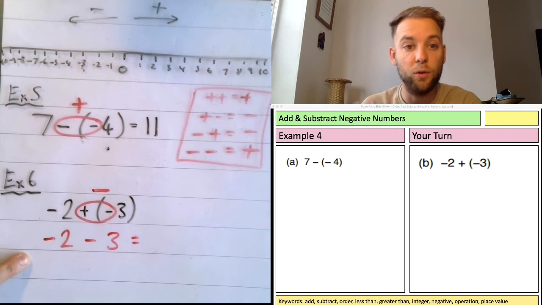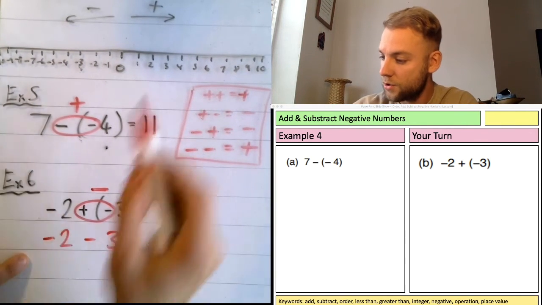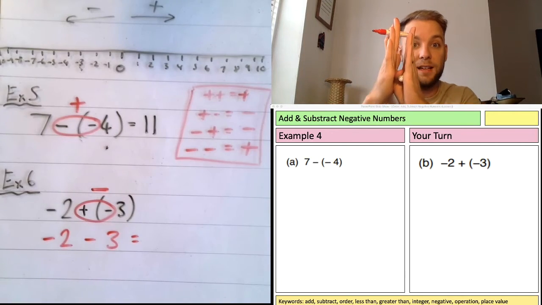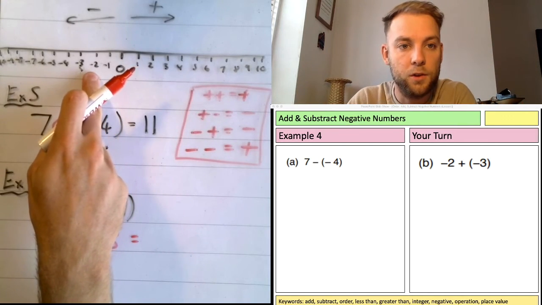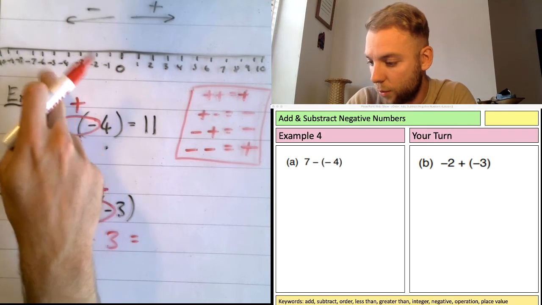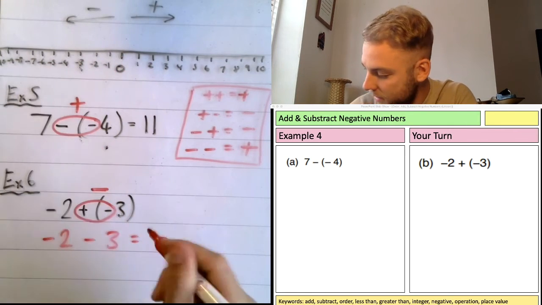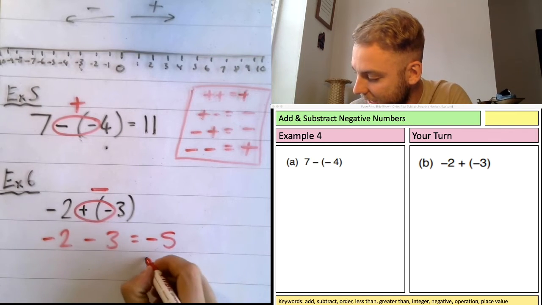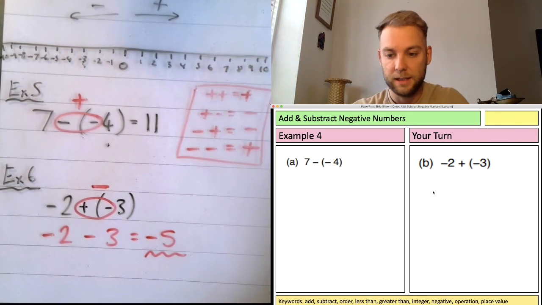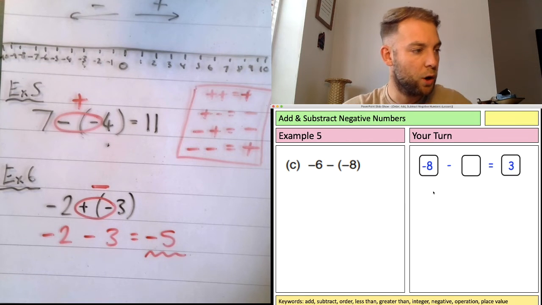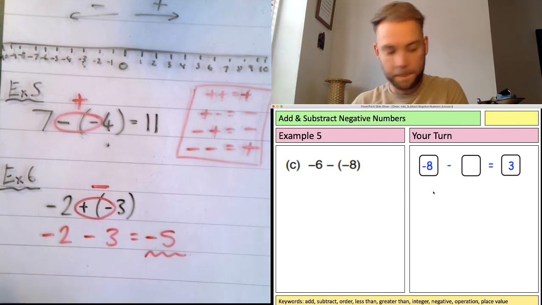And we know we can do that using the directed numbers. So negative 2 is here. Where am I starting and what am I doing? I'm starting at negative 2, subtract 3: 1, 2, 3, which is negative 5. So this one here is equal to negative 5. Hopefully you got that one right. Brilliant.